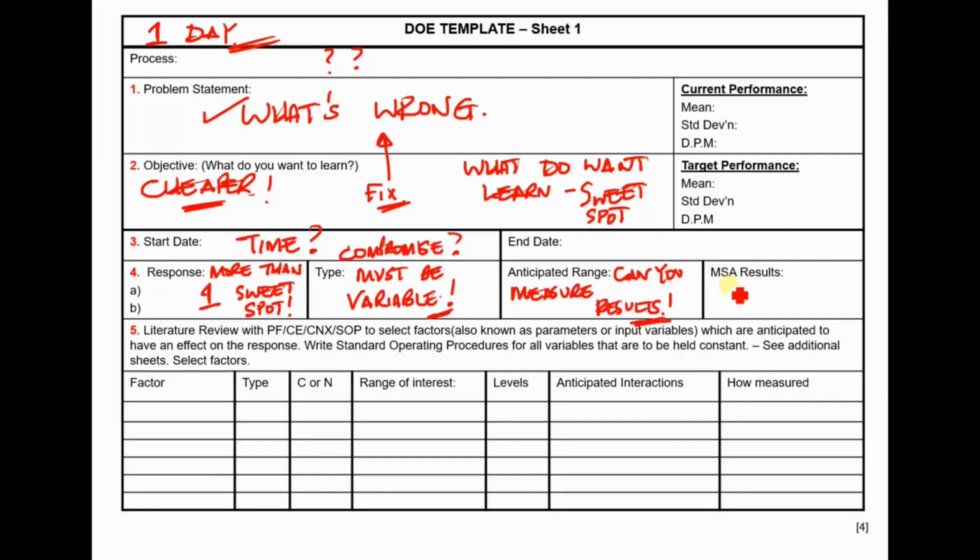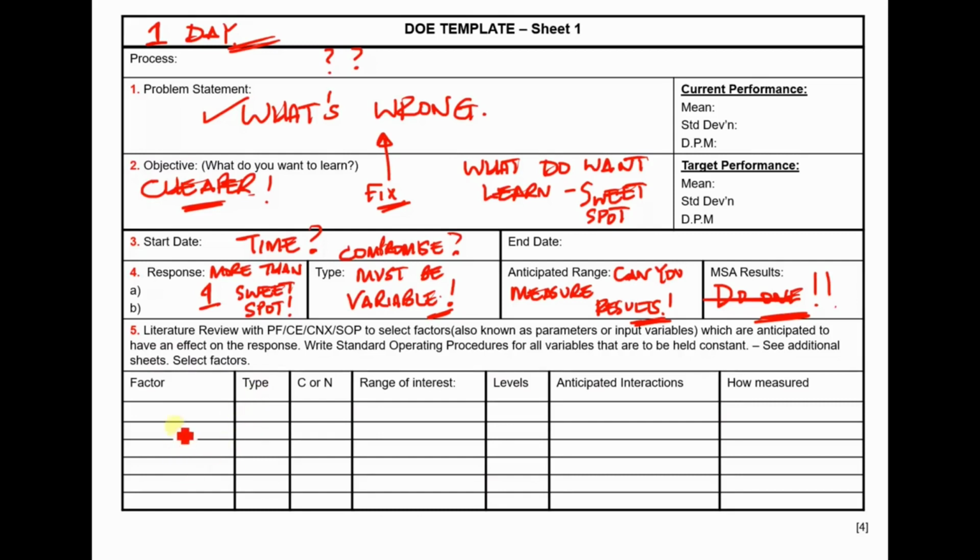Next point, MSA results. Key thing about an MSA, make sure you do one. So we've got a good measurement system, so we know what all the responses are. We know that they're variable. We know we can measure it, and we know we can measure it really well because we've done an MSA.